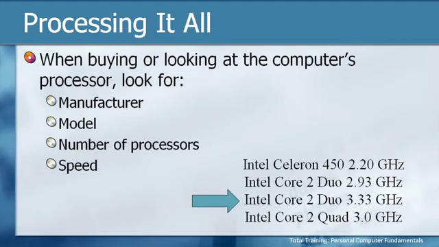The third processor is also Core 2 Duo. So the only difference between the second and the third is that the second is at 2.93 gigahertz and the third is at 3.33. That would make the third one faster.